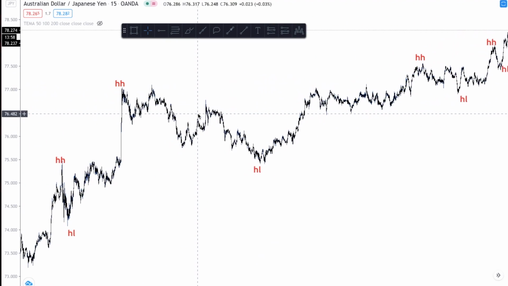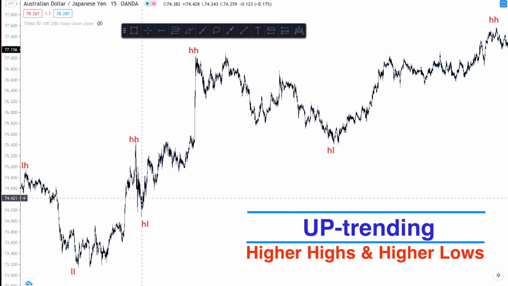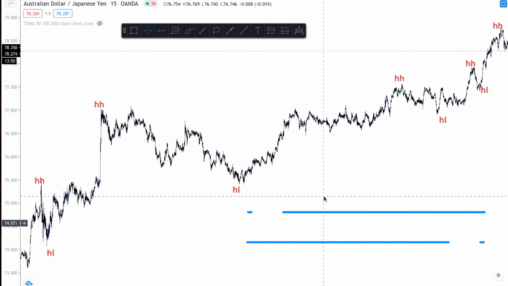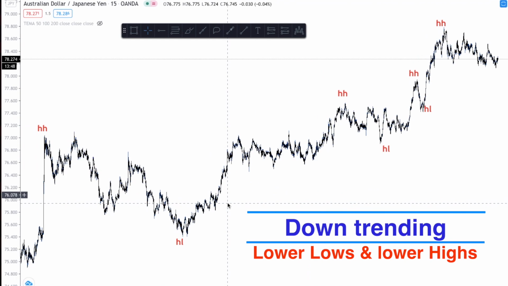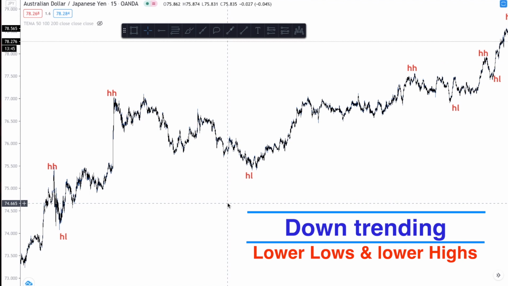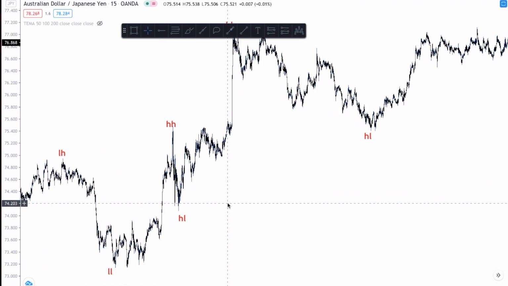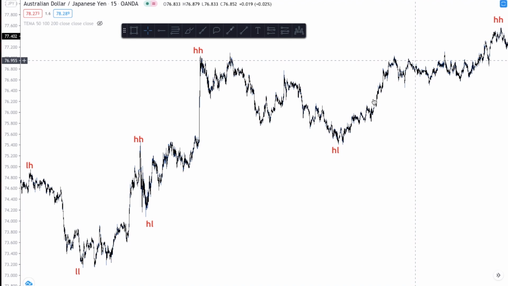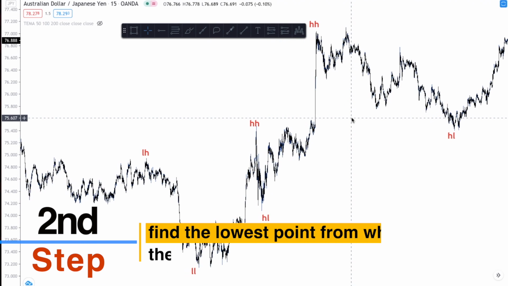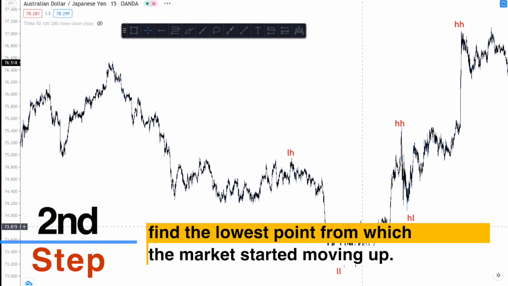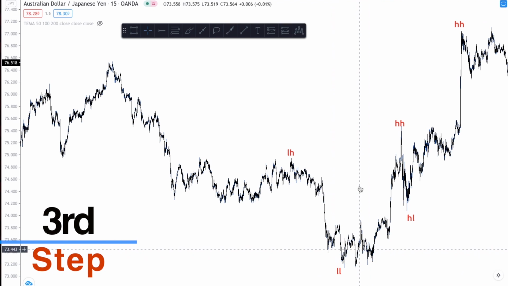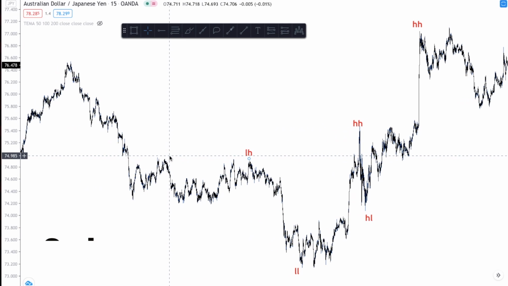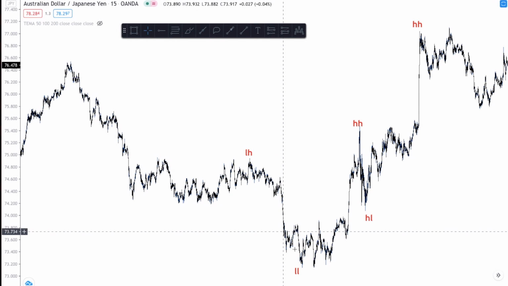Now, always remember, if the market is uptrending, you have to look for higher highs and higher lows. And if the market is downtrending, then you have to look for lower lows and lower highs. So in this case, the market is moving up, so we will mark higher highs and higher lows. After you zoom out, the second step is to find the lowest point from which the market started moving up. Now, the third step is to look for the previous lower high. In this case, our previous lower high was this and the lower low was this one.